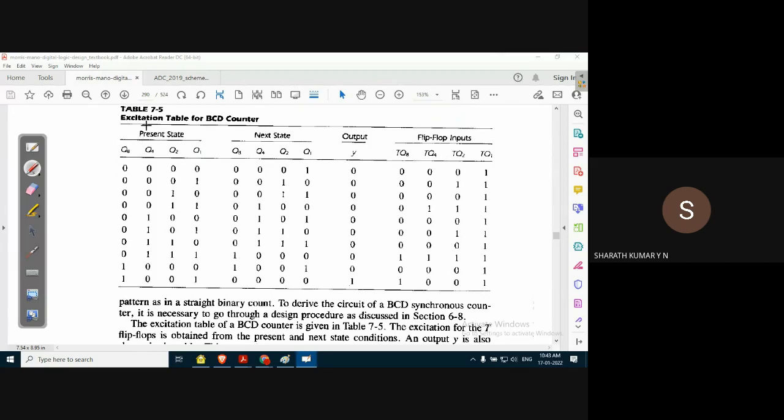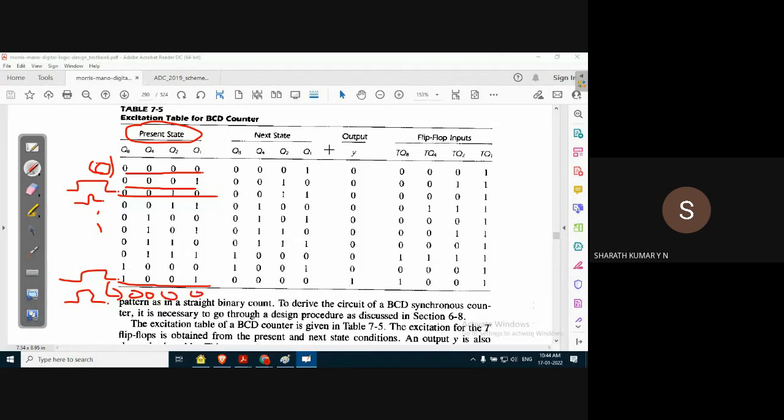Present state. This is a normal BCD counter. It should start from 0, decimal 0, which is 0000. On the application of the next clock pulse, the count should become 1. That means it has counted 1 clock pulse. On the next clock pulse, the count should be 2. Like this, it counts till it reaches a final count of 1001. On the application of the next clock pulse, the output should be 0000.